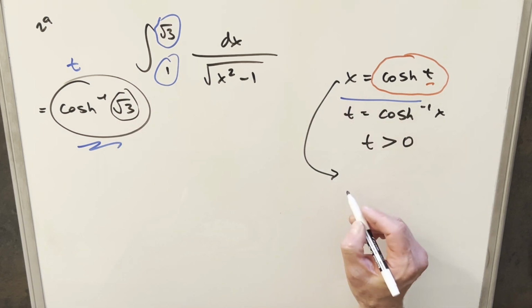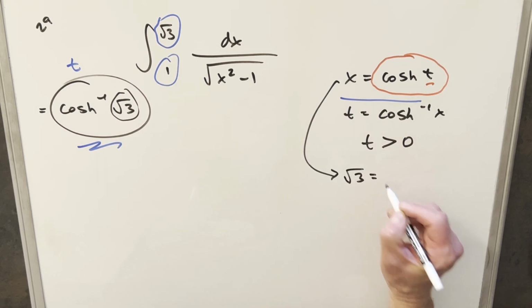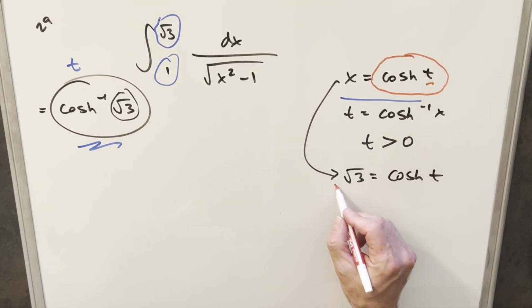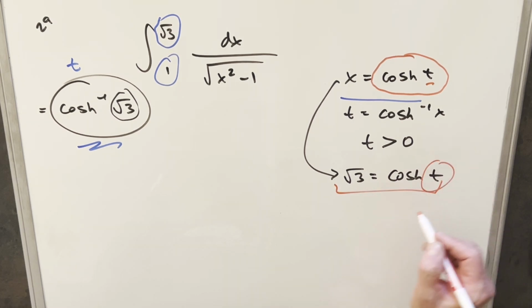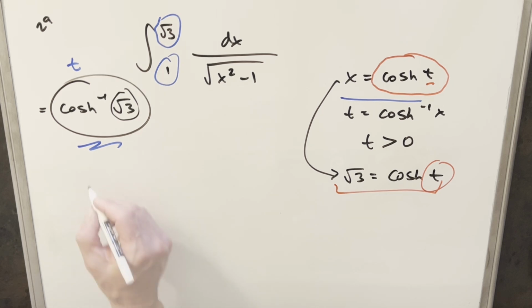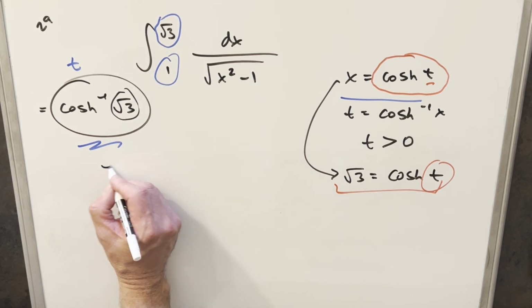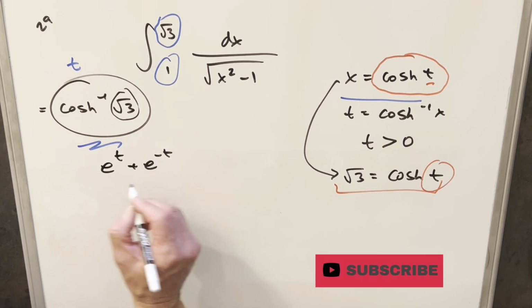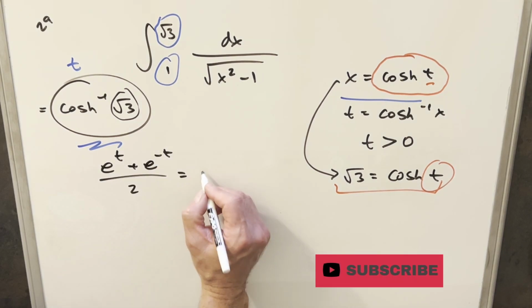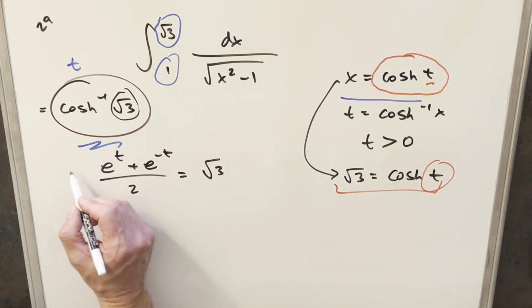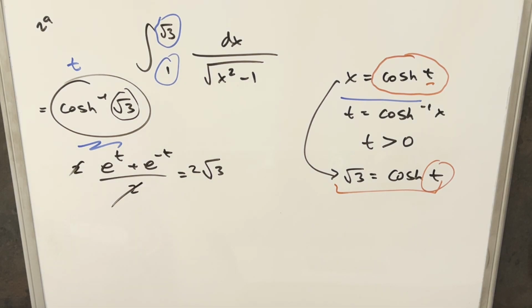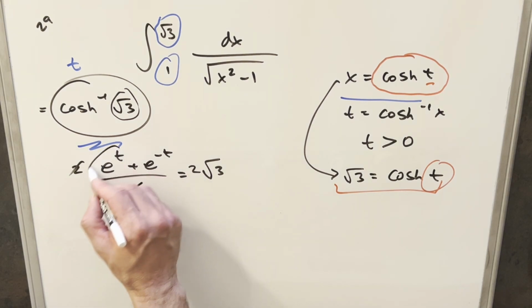So using this, we have something like square root of 3 is going to be equal to cosh of t. So all I need to do is solve this equation for t in order to get a different way to express this. So what I'm going to do for that is use the definition of cosh, which is just going to be, I'll write it as e to the t plus e to the minus t all over 2, and we're saying this is going to be equal to square root of 3. But I can multiply a 2 on both sides to get it like this, and these 2's are going to cancel here.